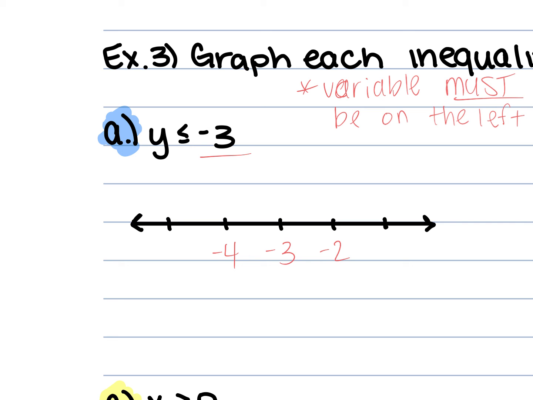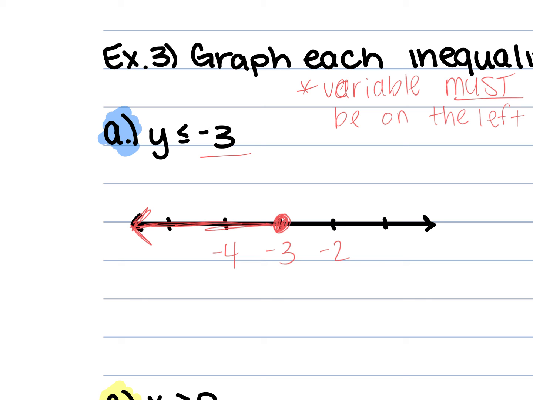Is it going to be an open or a closed dot at -3? Closed. So close your dot at -3. And we're going to shade in what direction? To the left. So shade this area to the left. Shade it, and then let's talk about what this means.